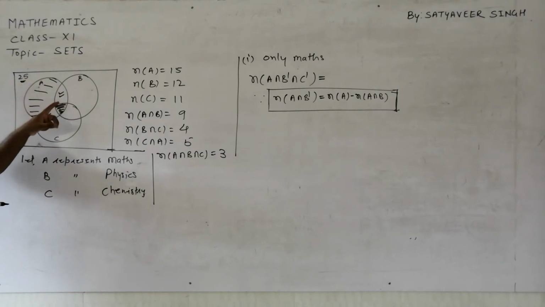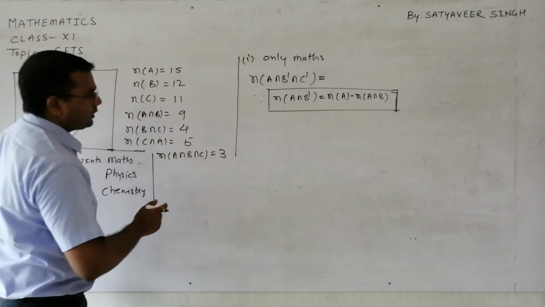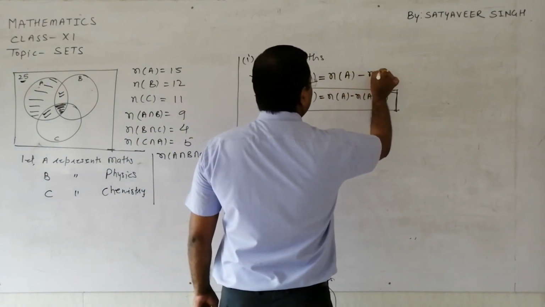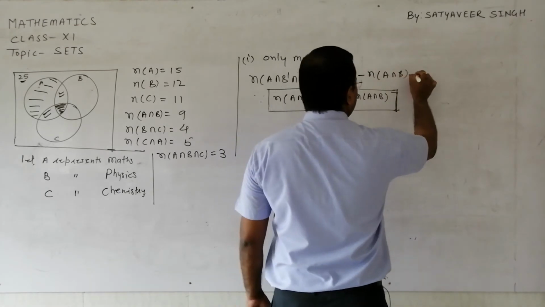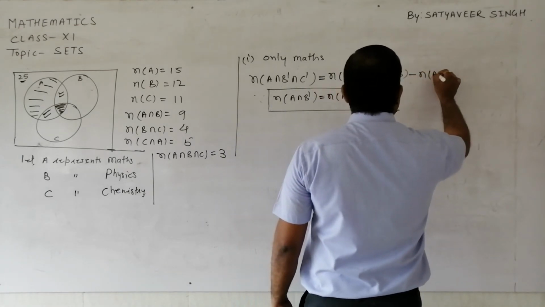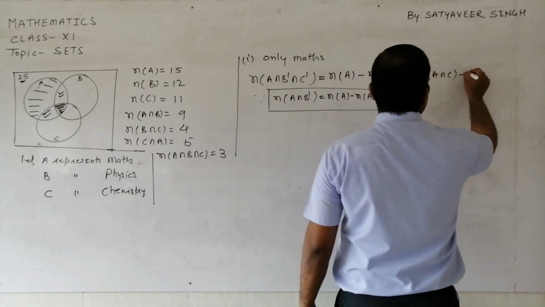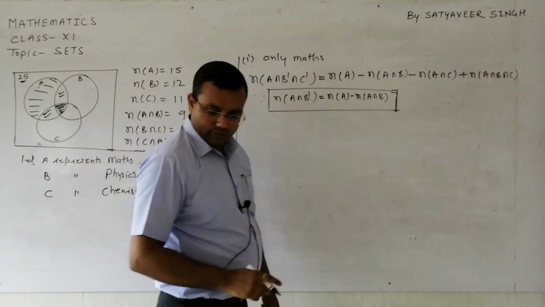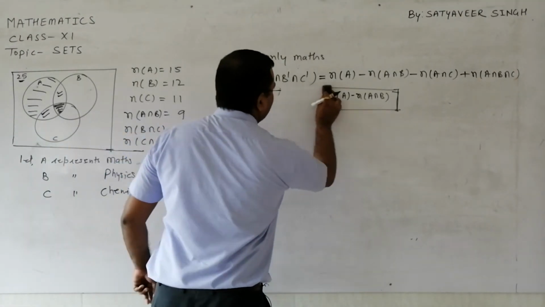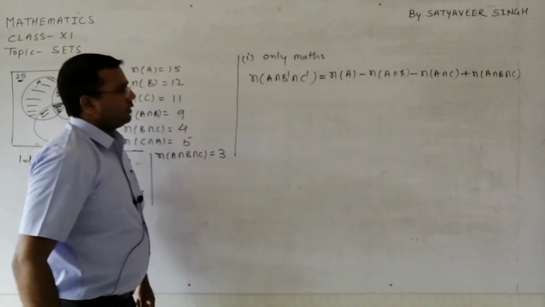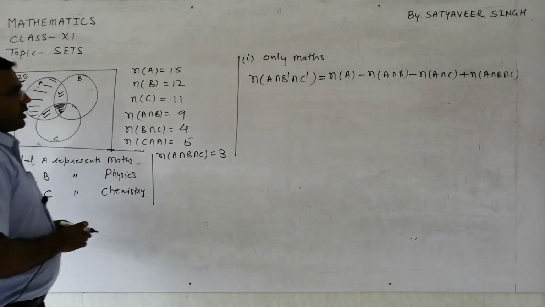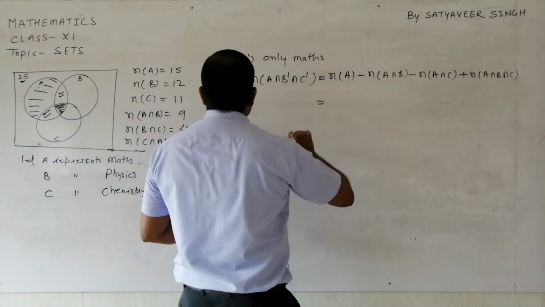So the formula that we can frame from here is, it is equal to n(A) minus n(A intersection B) minus n(A intersection C) plus n(A intersection B intersection C). See, if you don't want to use this formula, then I have framed this formula using the Venn diagram. In this way also we can solve the question. So if you put in these values now, we can solve.